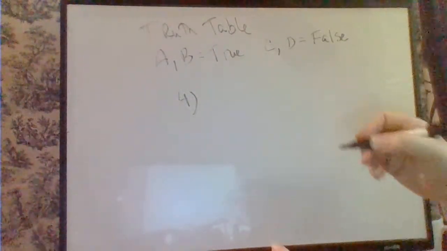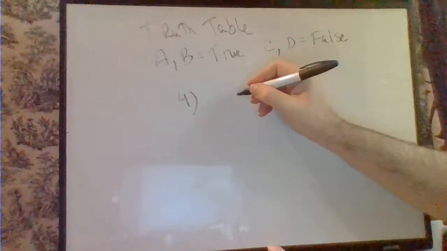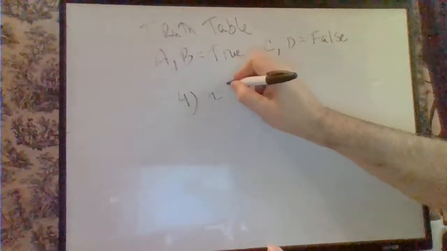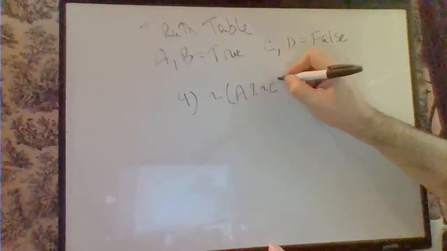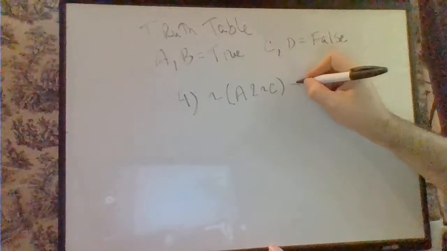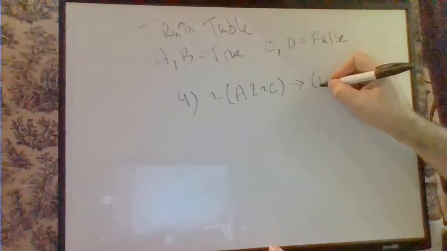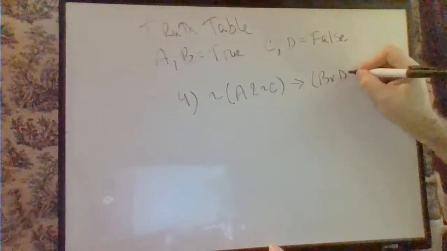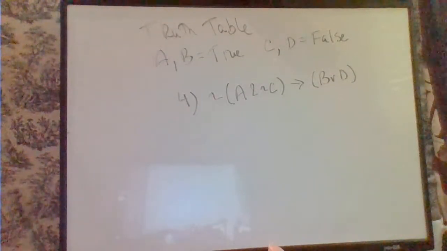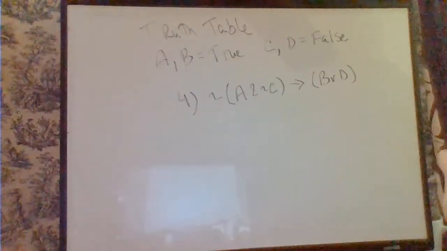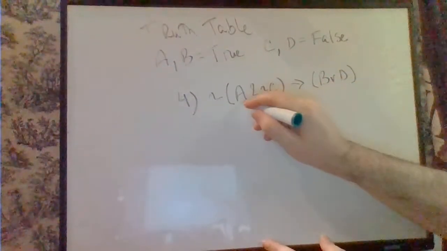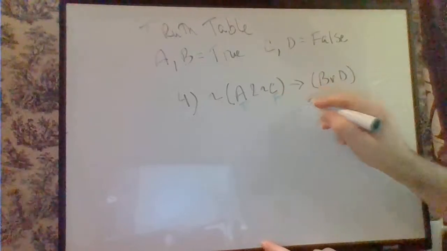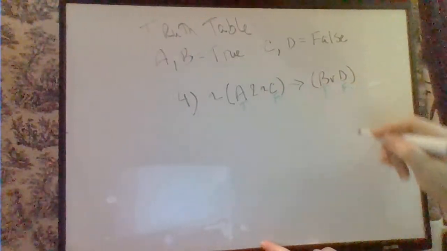Okay. Let's do another one, maybe a little bit bigger here. How about not A and not C, then B or D. Okay. All right, so here we can see not A and not C, then B or D. So A, we're told, is true, C is false, B is true, D is false.